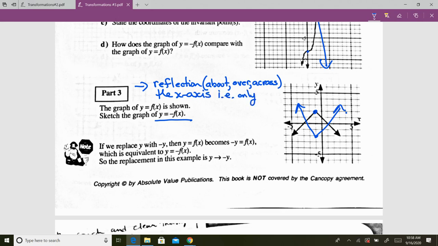I.e., only the y values change. You only change the y values. This y, which is at positive 2, is becoming negative 2. And the points that stay the same are the ones that have a y value of 0. Okay? What do we call those points when the y value is 0? What line do they intersect? What line is that? The x-axis.